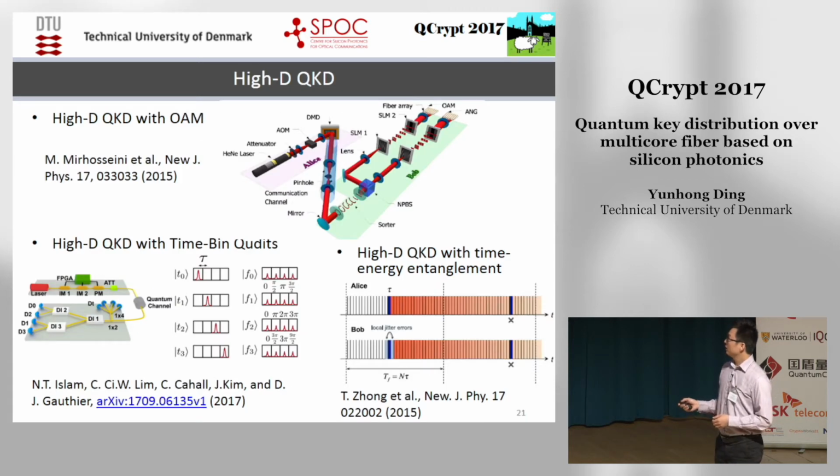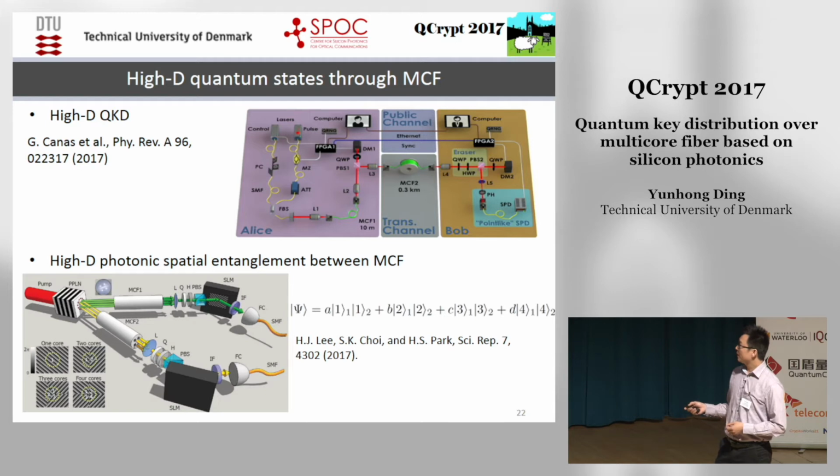And there are quite a few high-dimensional quantum key distribution demonstrations. Here again, the OAM-based high-dimensional protocol, and this is the time-bin-based protocol, very recently on arXiv. Also, this is the time and energy entanglement-based scheme at MIT, I think. And over multi-core fiber, we have to mention the Xinlun group, who implemented a very similar high-dimensional protocol over multi-core fiber using discrete components. And also the Korean group also used multi-core fiber for high-dimensional entanglement state generation.